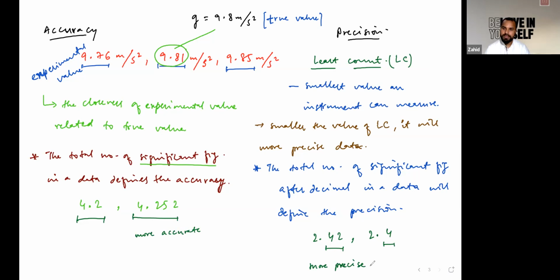Sure, any doubt till this? Just write it down.